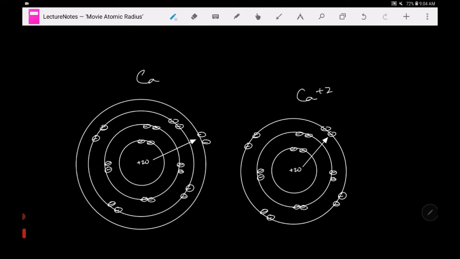But there's a more significant difference between the two. The valence electrons in the calcium atom are in the 4th energy level. The valence electrons in the calcium ion are in the 3rd energy level. So the calcium ion is much, much smaller than the calcium atom because it's an entire energy level smaller.